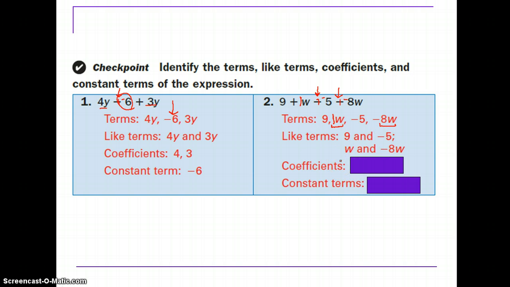Coefficients are the numbers next to variables. In this case, 1 and negative 8. Constant terms are all other numbers, which is 9 and negative 5. Remember, if you are not getting this negative 5 as the answer, that's because you're forgetting that you need to change subtraction to adding the opposite.